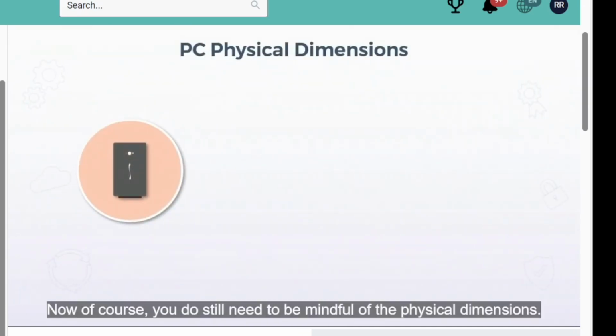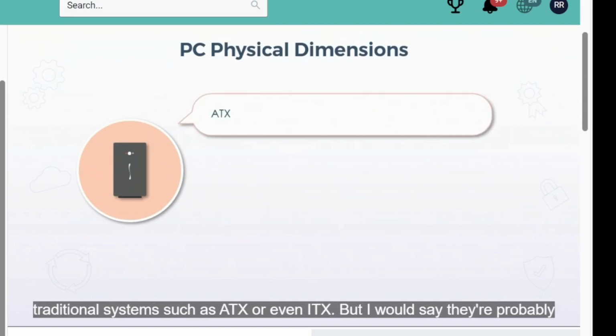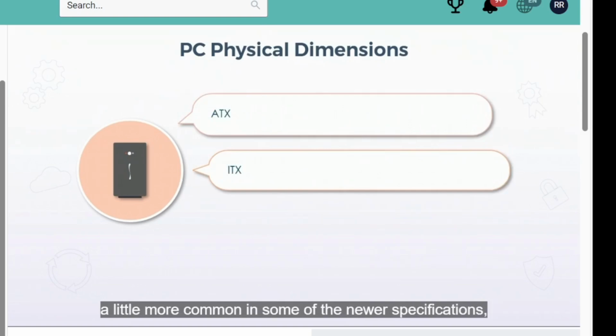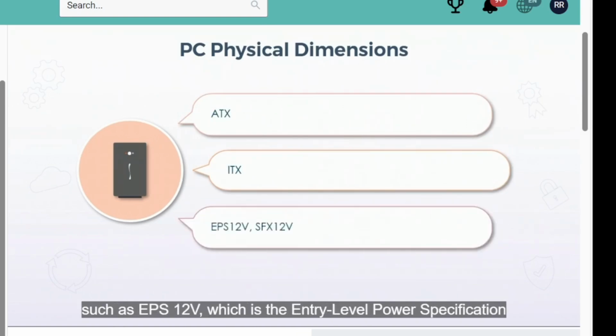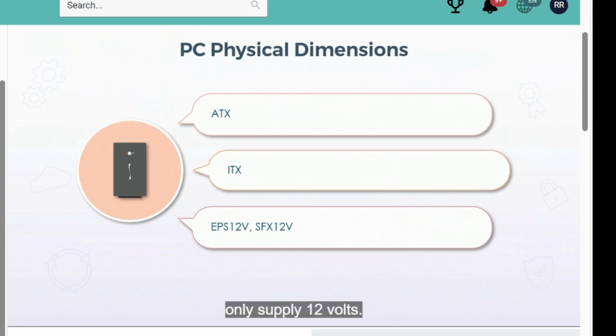Now, of course, you do still need to be mindful of the physical dimensions. You may be able to find modular power supplies for some of the more traditional systems such as ATX or even ITX, but I would say they're probably a little more common in some of the newer specifications such as EPS 12 volt, which is the entry-level power specification, and the SFX 12 volt, which is the small form factor extended. And those particular models that do say 12 volt means that they only supply 12 volts.